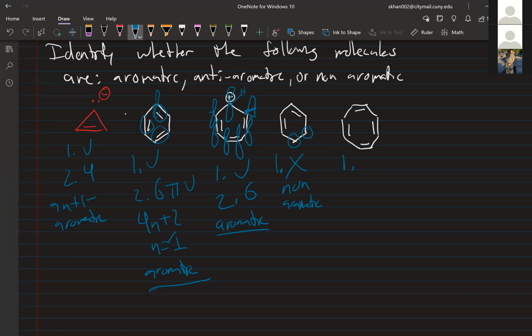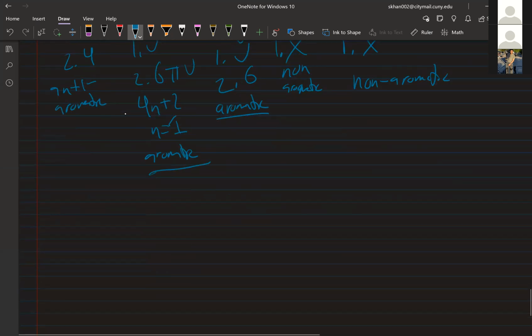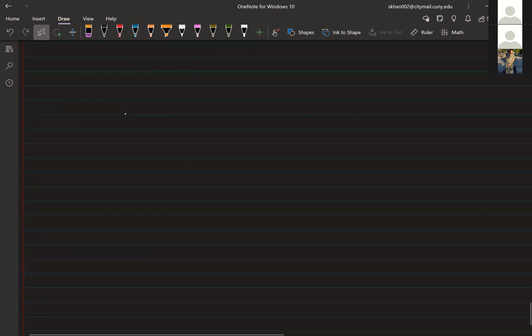Okay, does this fit criteria 1, the last one? No, right? This is one of those exceptions we learned, 8 annulene. Like I said, those are the only two exceptions you need to know. Even though it looks like it, it does not fit criteria 1 and is observed as a non-aromatic molecule.